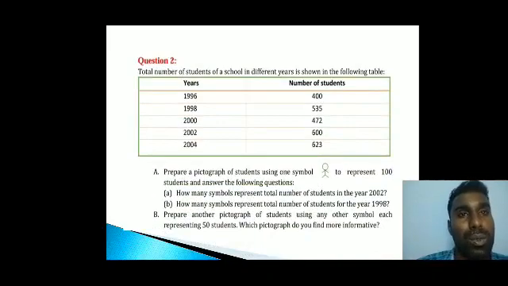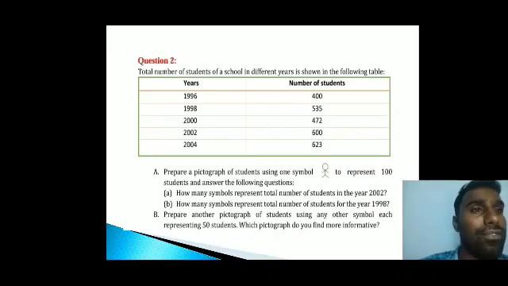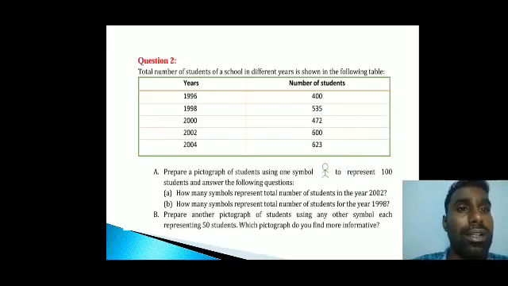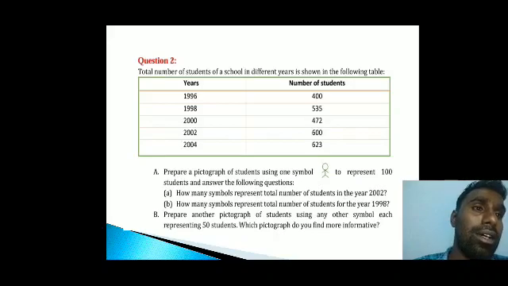So question number 2: the total number of students of a school in different years is shown in the following table. In 96, 400 students; 98, 535; 2000, 472; 2002, 600; 2004, 623. Prepare a pictograph of students using this symbol. Here they have given a symbol to represent 100 students. So this one symbol represents 100 students, and answer the following questions.